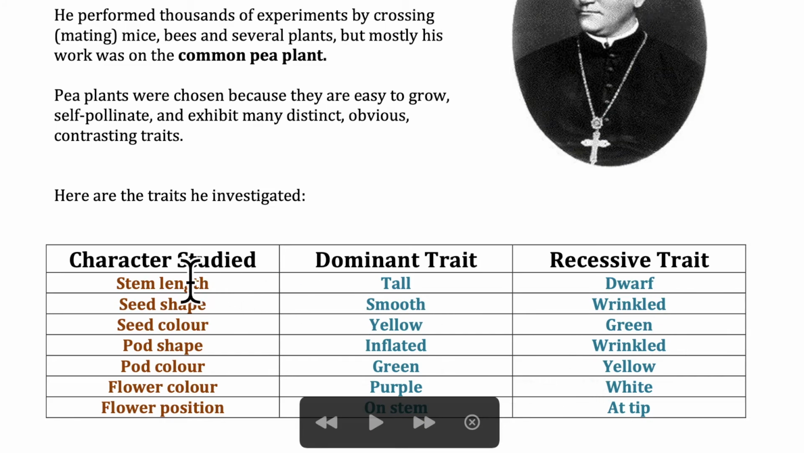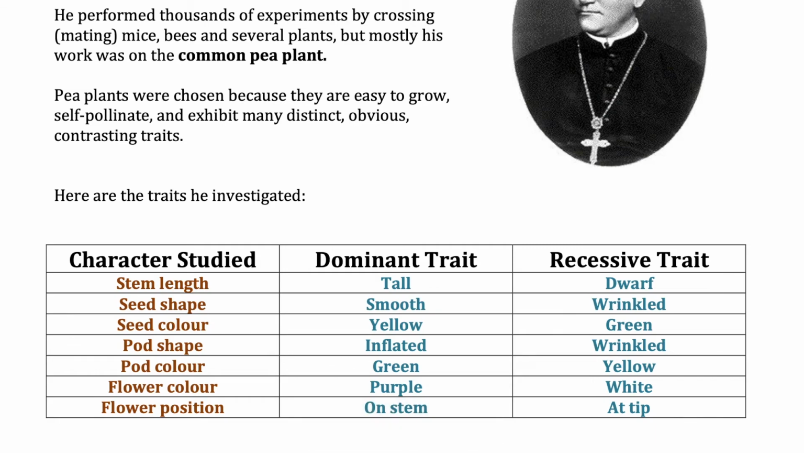Here are the traits he investigated. The characters he studied, dominant traits and recessive traits, are what I'm going to be talking about. First character he studied was stem length. The dominant trait was tall, recessive was dwarf. Seed shape, smooth is dominant, wrinkled is recessive. The third character studied is seed color. The dominant trait was yellow, recessive was green.